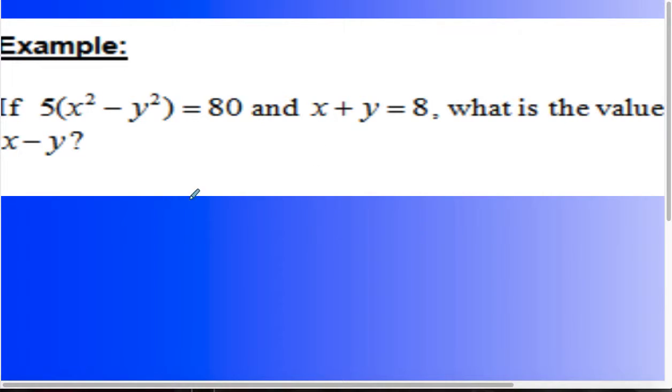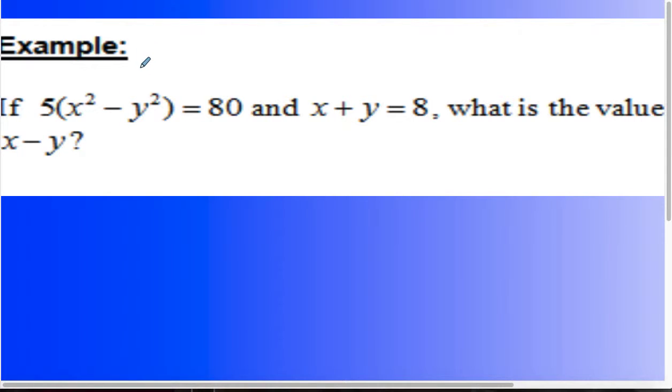All right, so here's our first example. Sorry, it's a little blurry on this page. It says, if 5 times x squared minus y squared equals 80, and x plus y equals 8, what is the value of x minus y? Okay, so we've got a lot of things going on here.